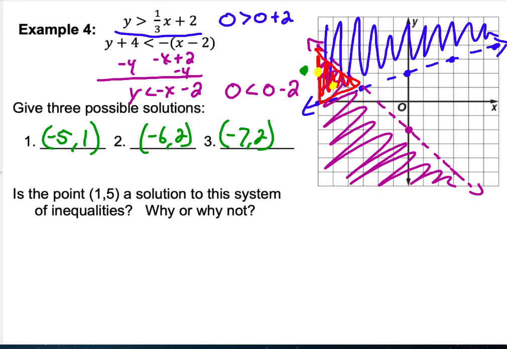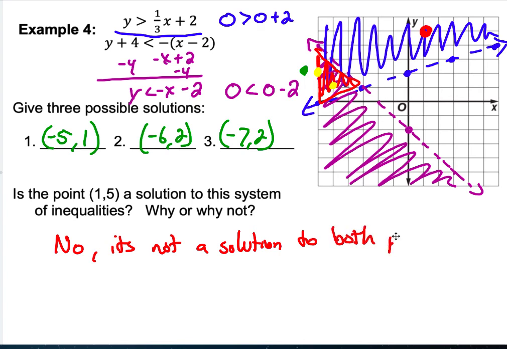Is the point 1, 5 a solution? Well, 1, 5 is this red point up here. This one would be a no. It's not a solution to both inequalities.